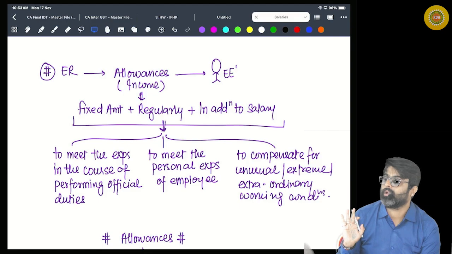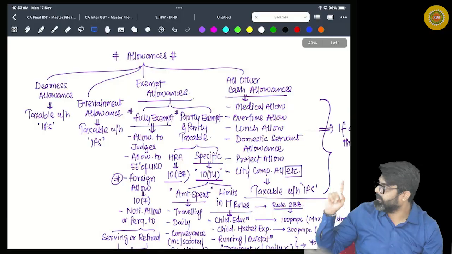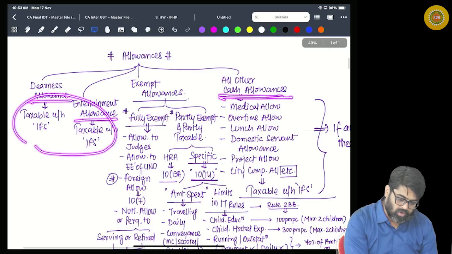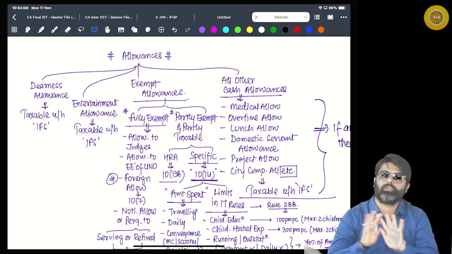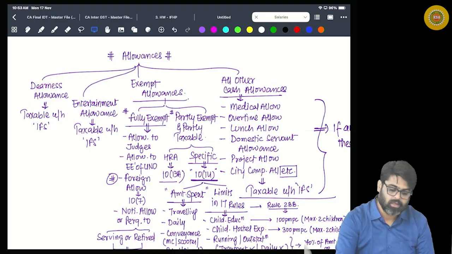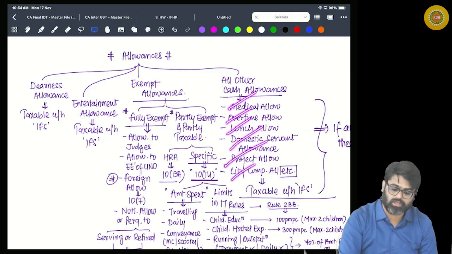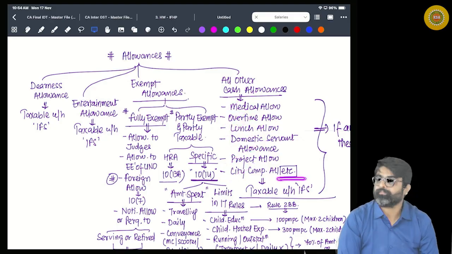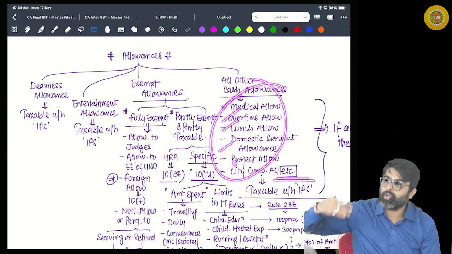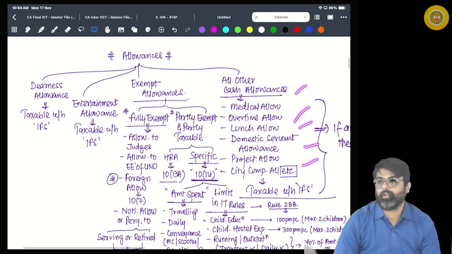Now, on the basis of tax treatment, the allowances are divided into these parts. All allowances, what did I say? All allowances are always taxable, whether it is dearness allowance, entertainment allowance, or other cash allowances like medical allowance, overtime allowance, lunch allowance, domestic servant allowance, project allowance, city compensatory allowance, etc. This is not the end of the list. Other than these, a few more types of allowances can also be given. Yes or no? I've just given you some examples.